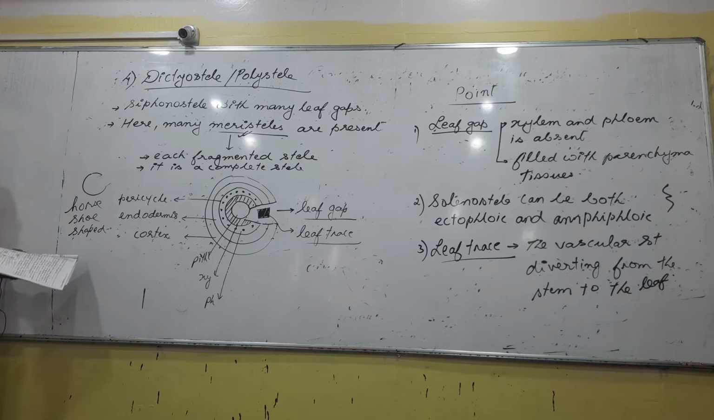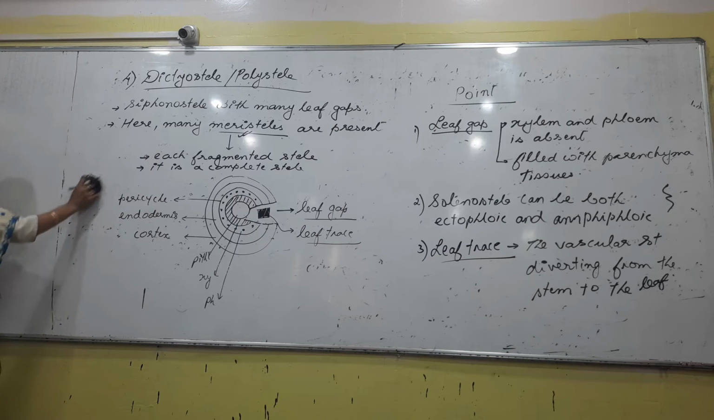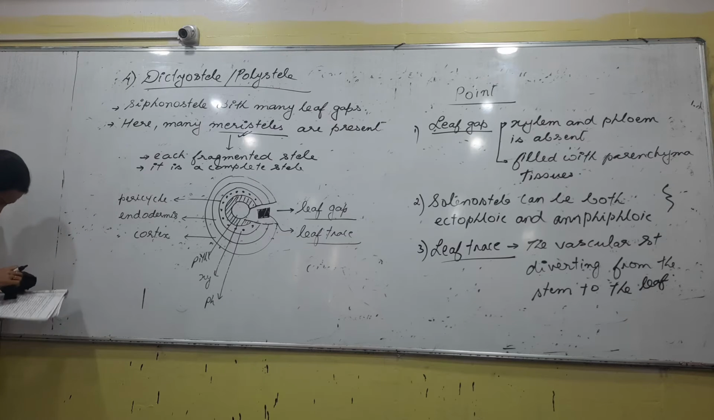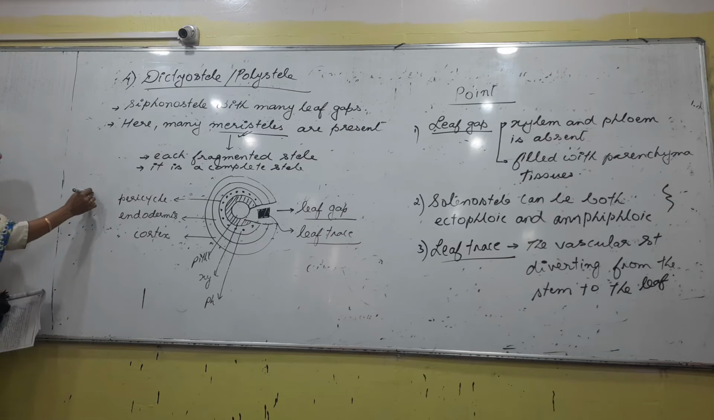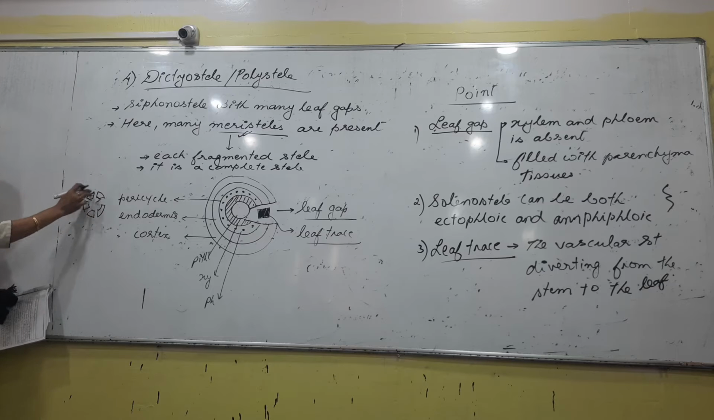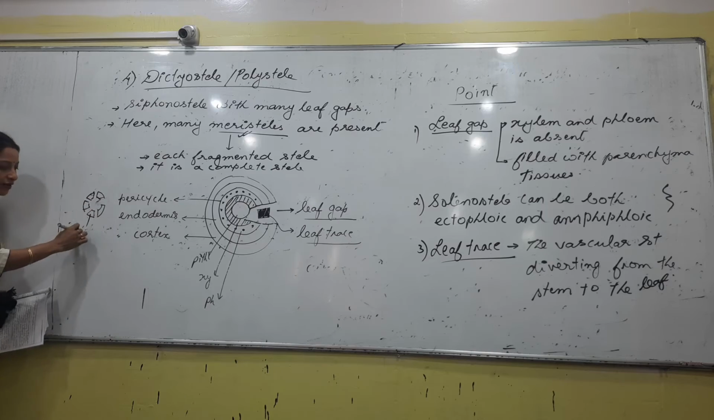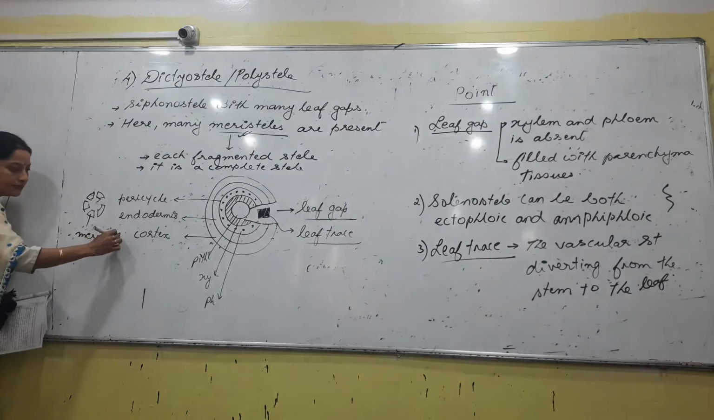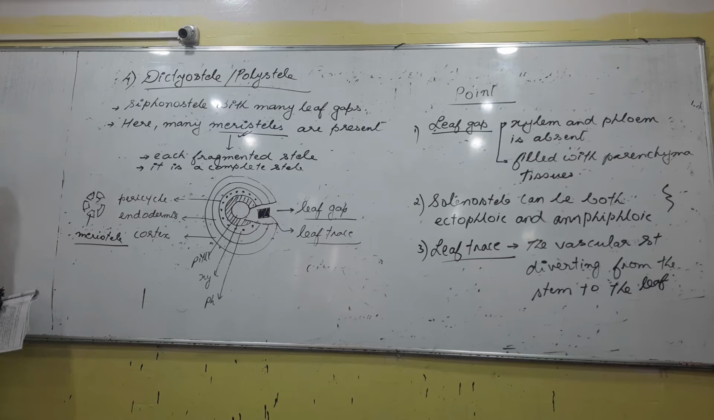Now, if suppose we are talking about a circular diagram like this, and now what happens if many leaf gaps form, one forms here, one forms here, one forms here, one forms here. Then what do we call these? Should we call them fragments or not? Right? There are many leaf gaps and these fragments are called as meristele. Is the concept clear now? Right? Now what is this meristele?